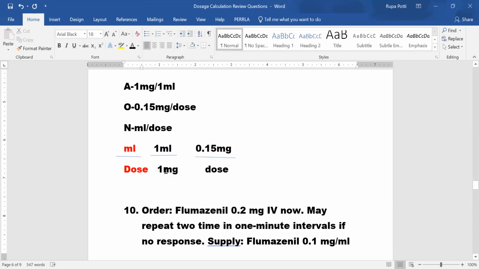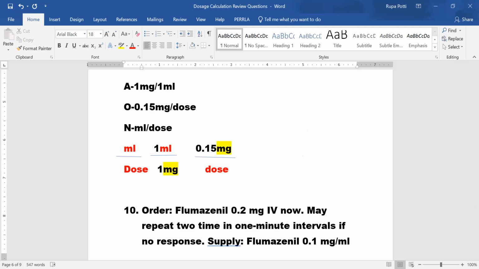So now I'm going to do my cancellations. So here I have milligrams. So I'm going to cancel my denominator milligram and the numerator milligram. And what I have remaining is ml per dose. So I need ml per dose, and the units that are remaining are ml per dose for me. So I will multiply everything on the numerator, and then I will divide it by the answer that I get after I multiply everything in the denominator.